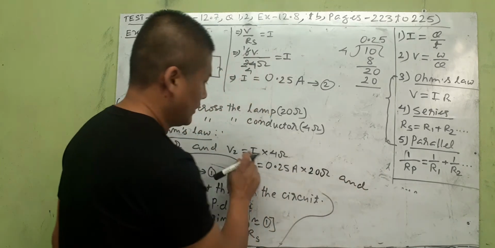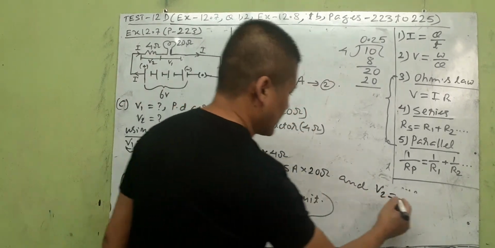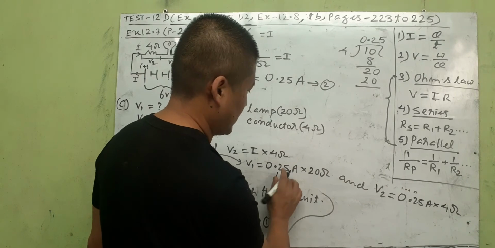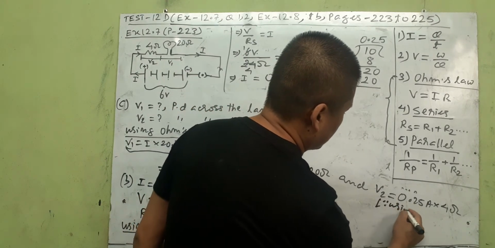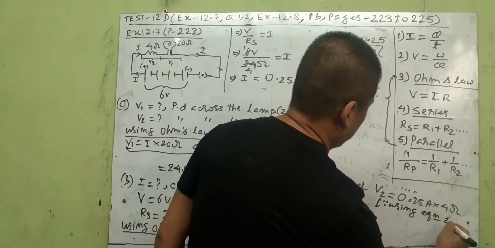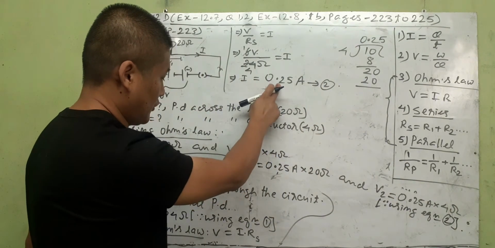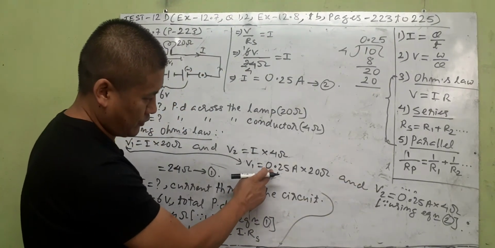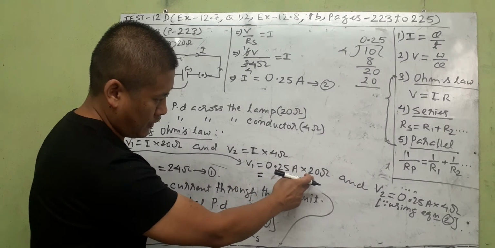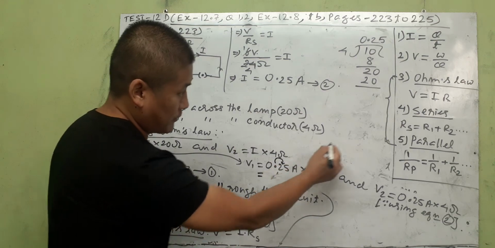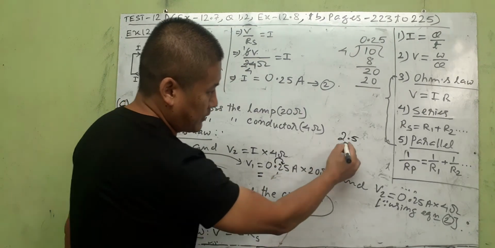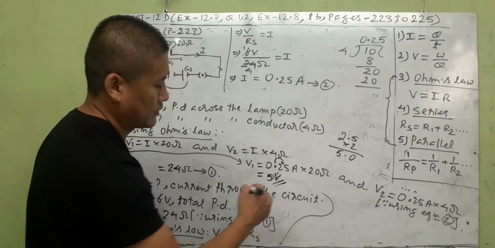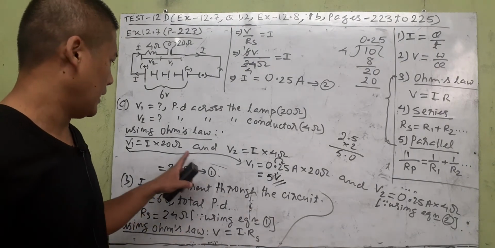And this one, V2 is equal to I, which is 0.25 ampere, into 4 ohms. The reason for this is that we are using equation number 2, which has the value for I, 0.25. So that will be equal to 0.25 into 10; you can use this 10 to shift the decimal, then it becomes 2.5. No more 0, so multiply by 2 is your answer. 10 to plus 1, so 5.0 means 5 volt. This is the voltage across the 20 ohm resistor.